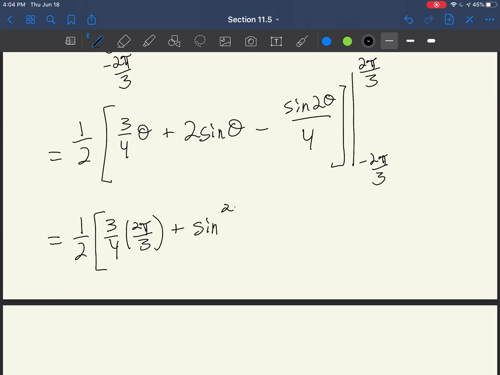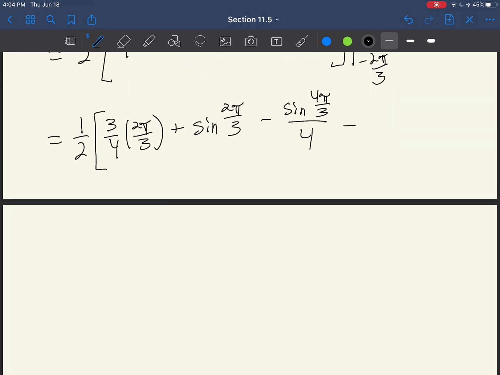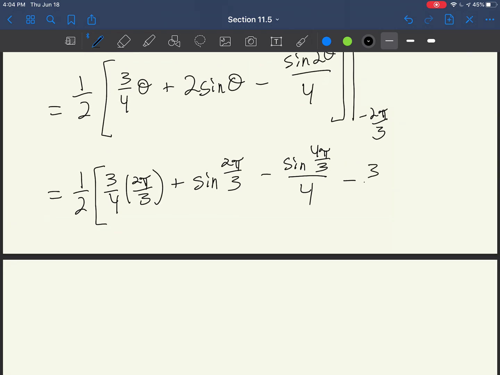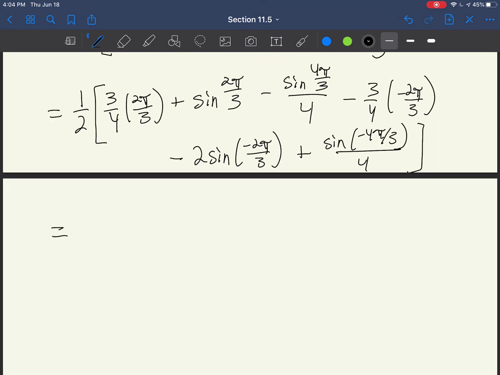Let's do this in one step. 2 sine theta of 2 pi over 3. We'll break it up into one step. Never mind. So this is evaluating at 2 pi over 3, and then minus 3/4 times negative 2 pi over 3, minus 2 sine of negative 2 pi over 3, plus sine of negative 4 pi over 3 over 4.